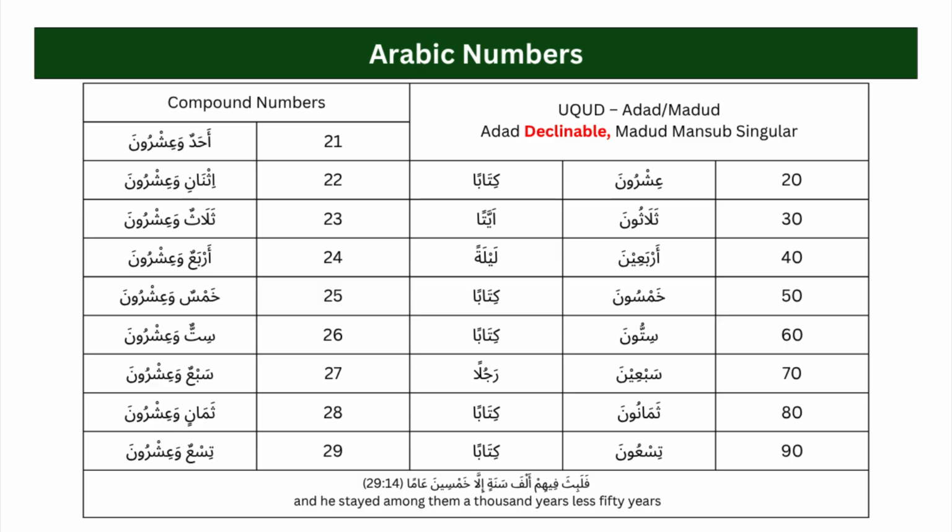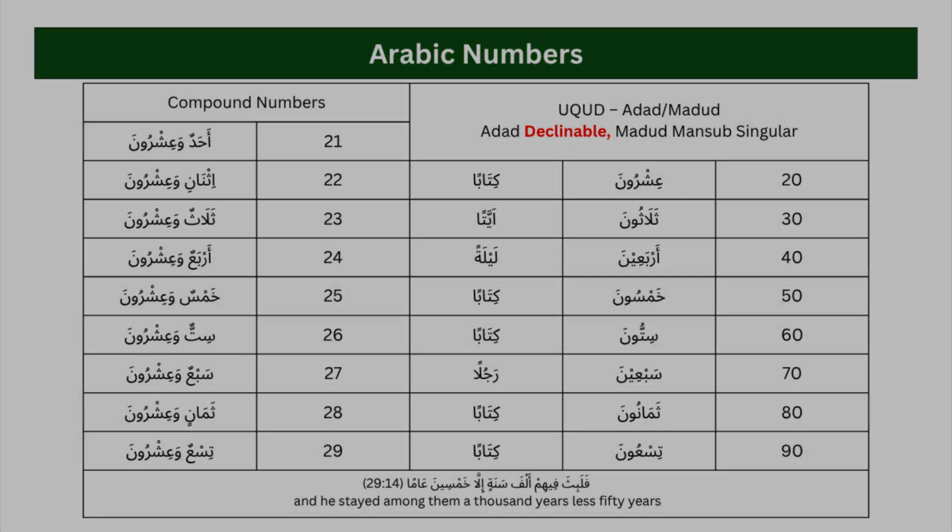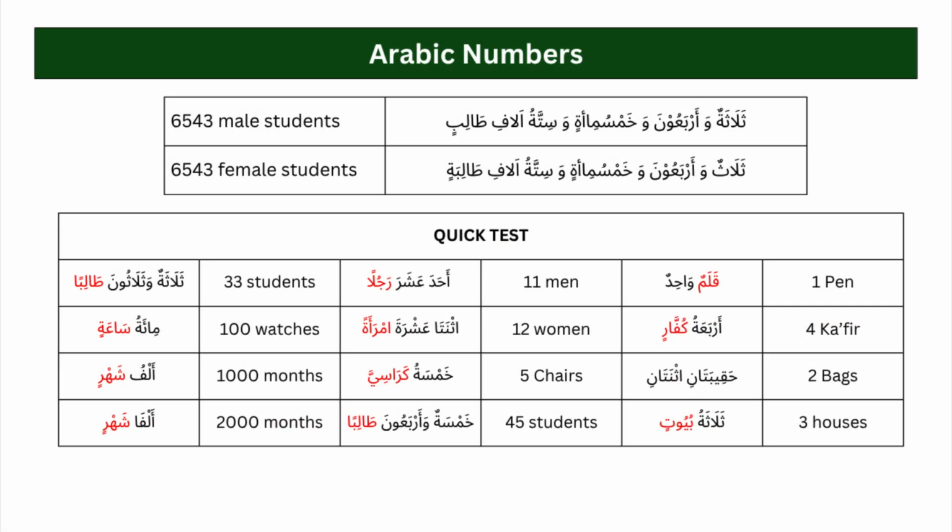Then the slide gives the Quranic example. Falabitha fahim alfasanatin illa khamsina aman, meaning, and he stayed among them 1,000 years, less 50 years. This example is useful because it shows a large number expression working in a real Quranic sentence, bigger combined numbers.